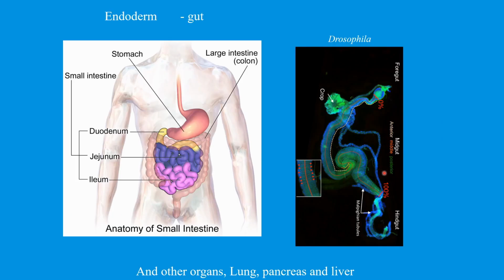They also have an endoderm. Here we see the Drosophila gut, and of course it's very small, but it has similar cell types to those found in the human gut. So it's not just the structures there, but the cell types that are important for function can also be found there. And the fly has other organs that correspond to human organs like the lung, pancreas, and the liver, and their development can be studied there as well.